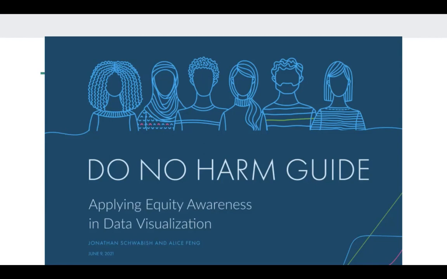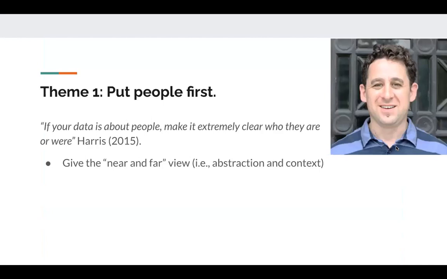Our data had to come from somewhere. For many of us, our data comes from people. In my discipline, it primarily comes from animals. So we want to be respectful of those animals. We want to contextualize those independent points and make sure that we're presenting and talking about our data in a respectful way. And so one theme is simply to put people first. We have this quote from Harris down here in 2015: if your data is about people, make it extremely clear who they are or were.